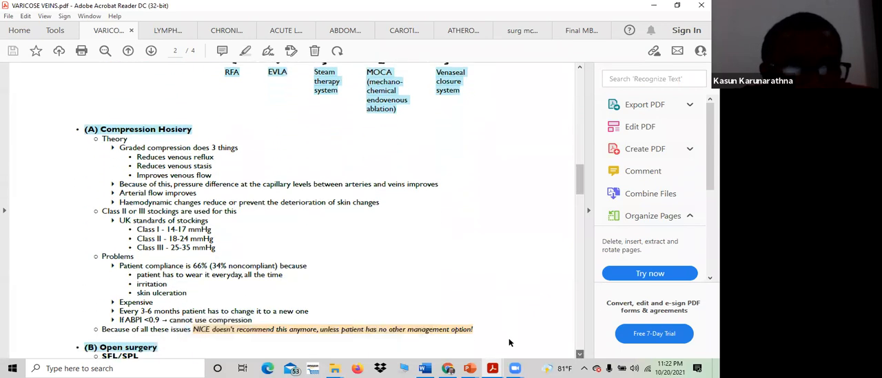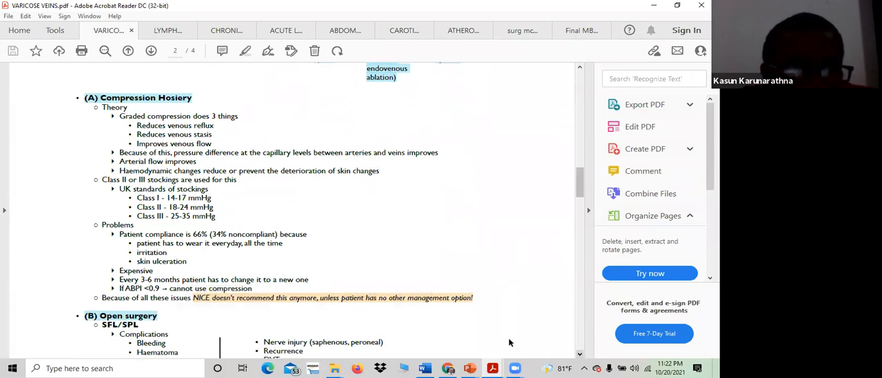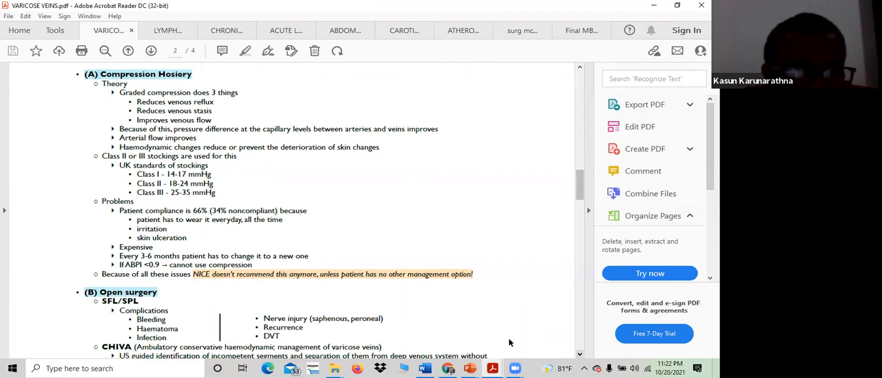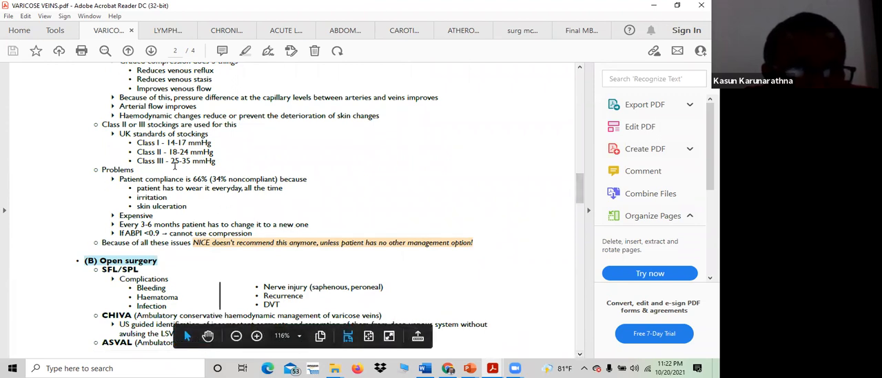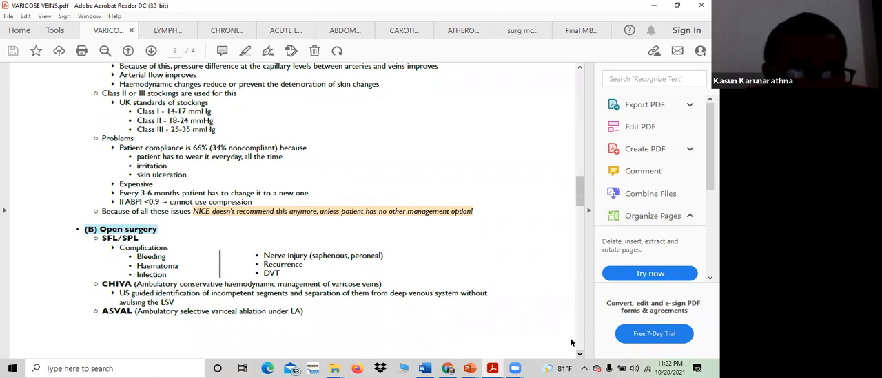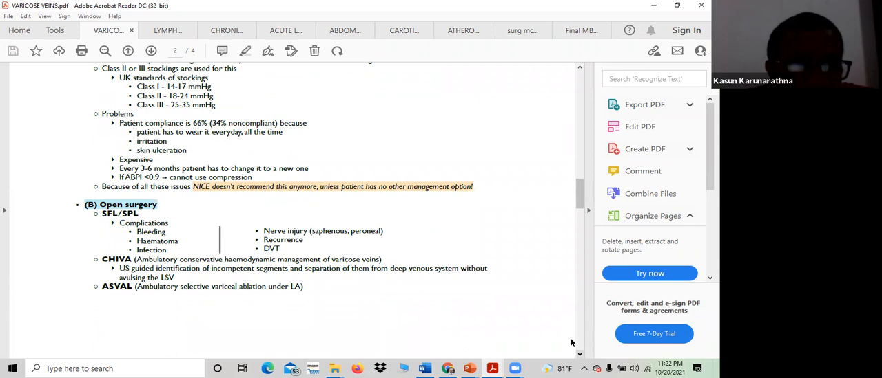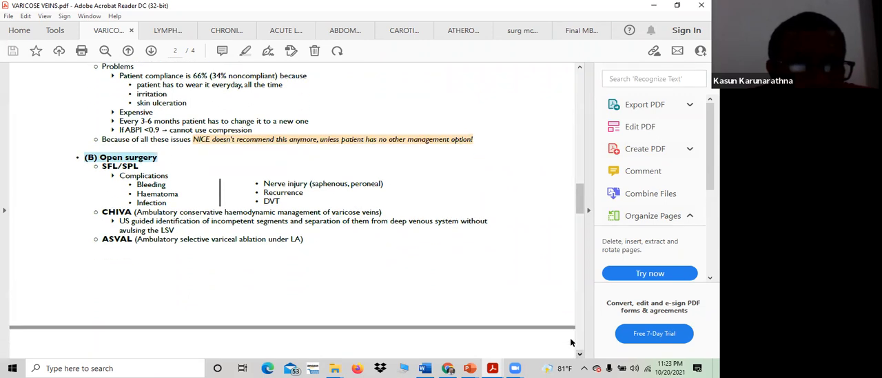And regarding compression therapy, graded compression does three things: reduces venous reflux, reduces venous stasis, and improves venous flow. Right? We apply class 2 or class 3 stockings with 18 to 24 mmHg or 25 to 35 mmHg pressure. The problem is compliance, because it should be worn every day, all the time, and wearing these stockings can cause irritation and skin ulceration, and it's a bit uncomfortable. And if there is occlusive arterial disease, compression stockings are contraindicated.